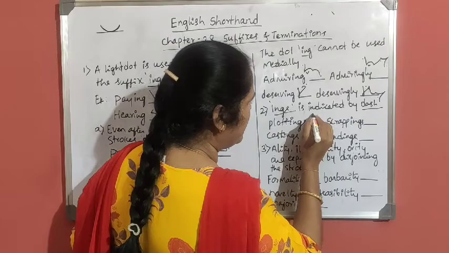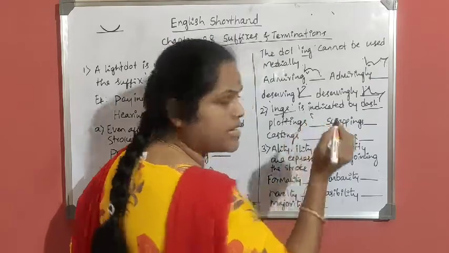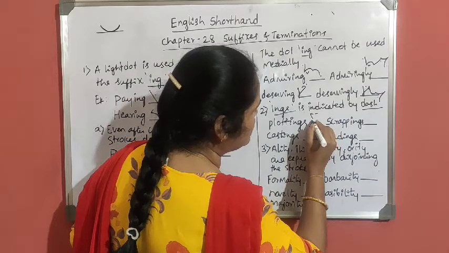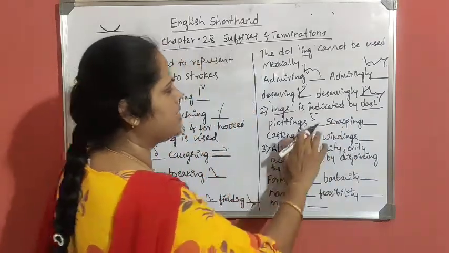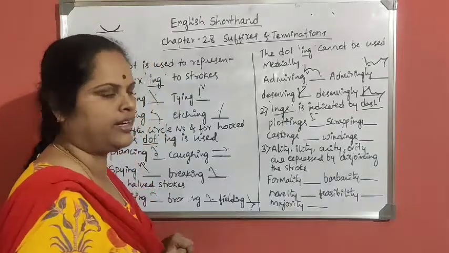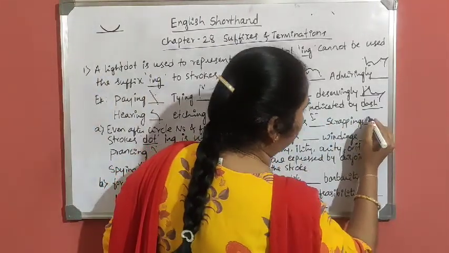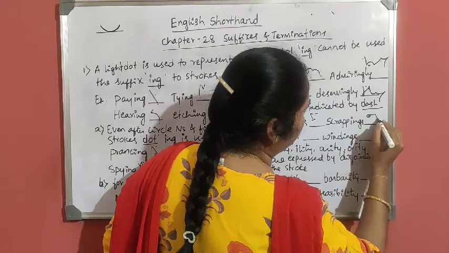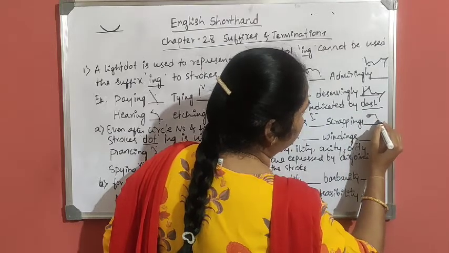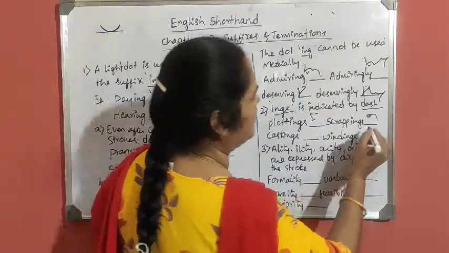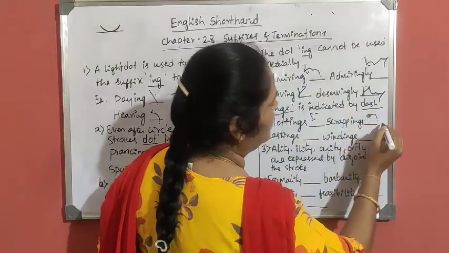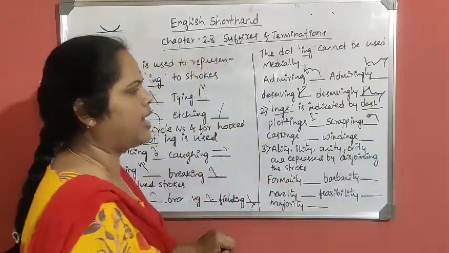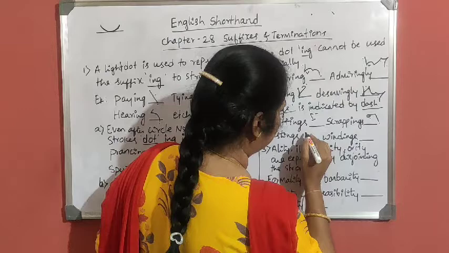Here plottings. Pal is hard for T sound. Plot, a vowel, ings, it is dash. This dash indicates ings, plural ings. Then scrapping. Circle is K, P. Scrapping. See, this is scrapping. Circle is K, P, then one dot.